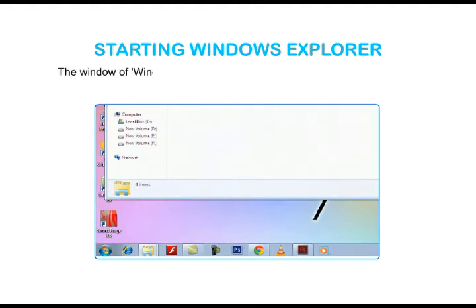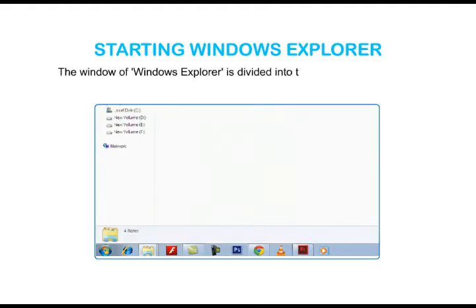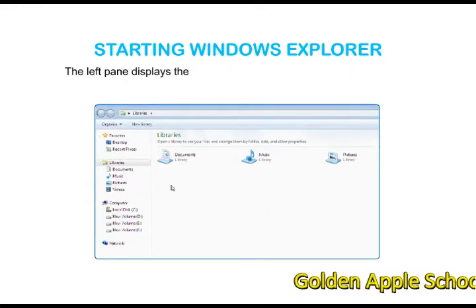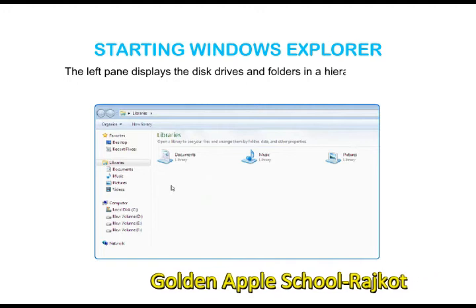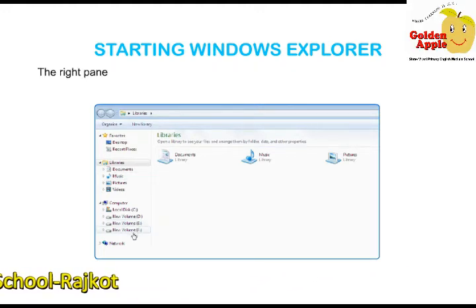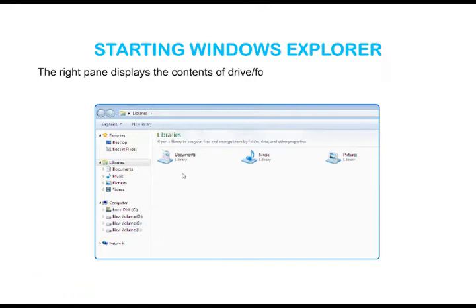The window of Windows Explorer is divided into 2 panes, left and right. The left pane displays the disk drives and folders in a hierarchical order. The right pane displays the contents of drive or folder that is selected in the left pane.